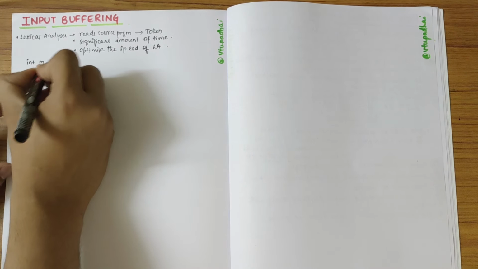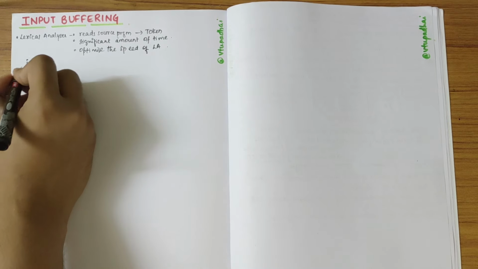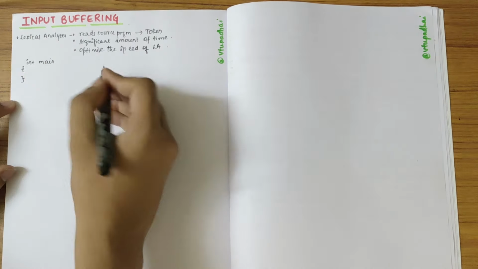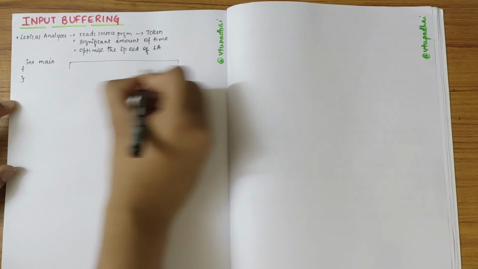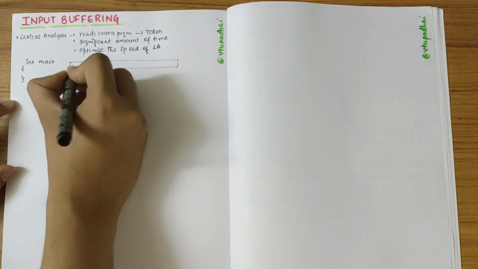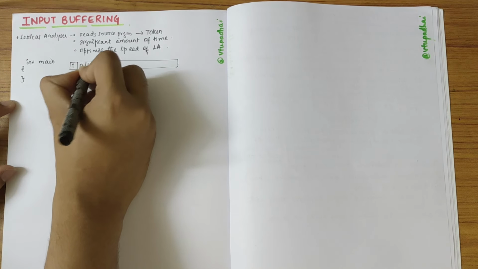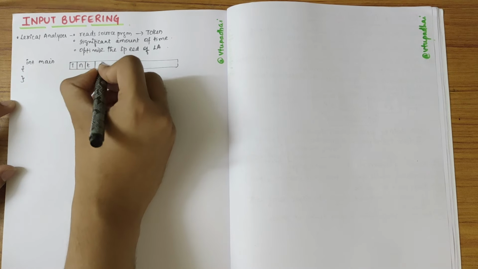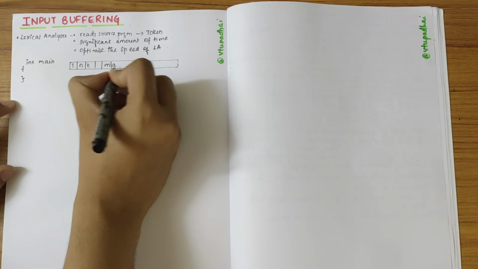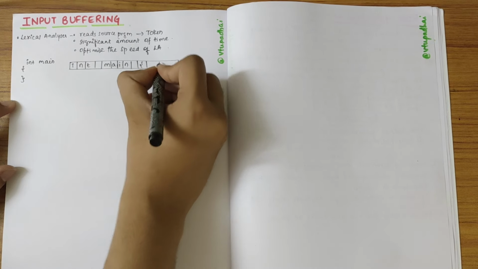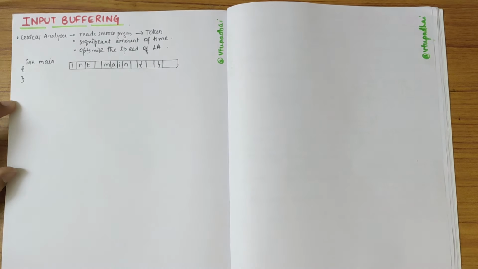I'll write int main and consider this as a source program. So here all the characters would be stored one by one. So int is written and then a space, then I have main, followed by space again, open bracket, space and close bracket.